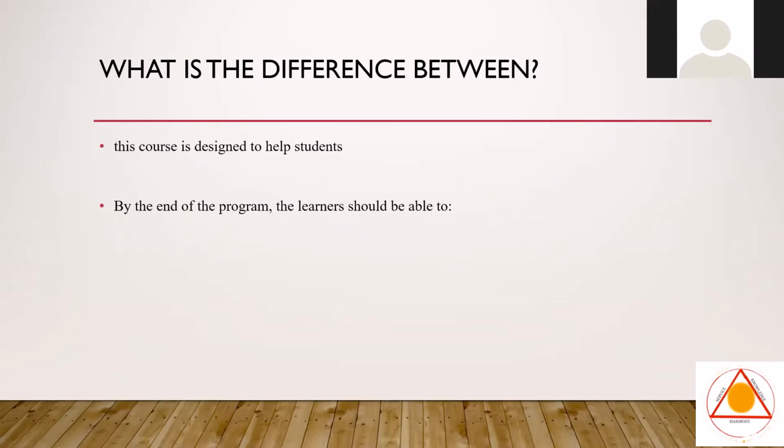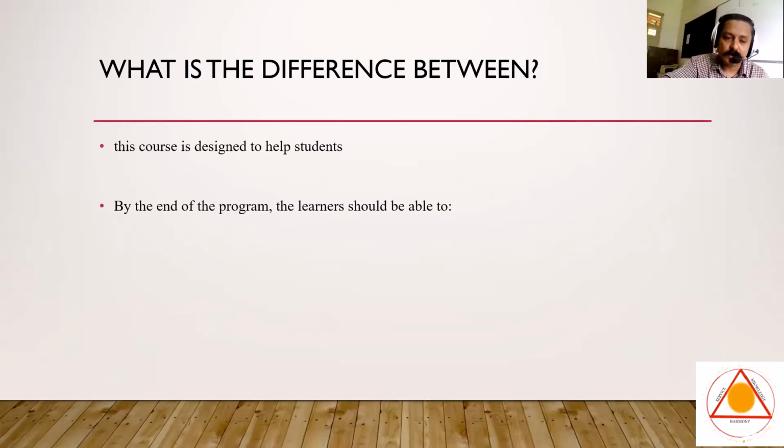The learners should be able to is a goal, and the course is designed to help students is an objective. Okay. I would request once again to read the sentences carefully. It's actually the opposite. This course is designed to help students is a goal, and by the end of the program, the learners should be able to is an objective. Remember, whenever you read this phrase, learner should be able to, it is an objective. Okay, that's an objective.